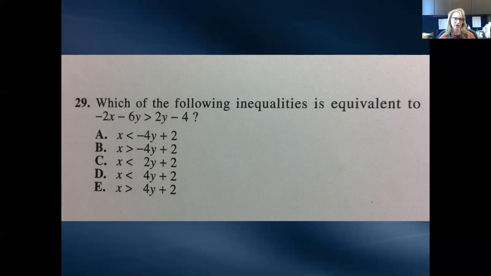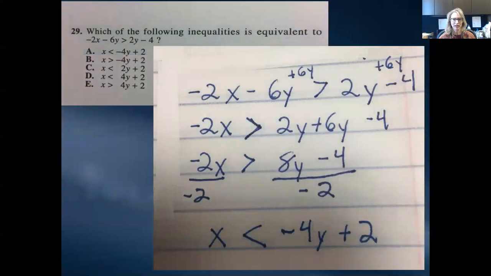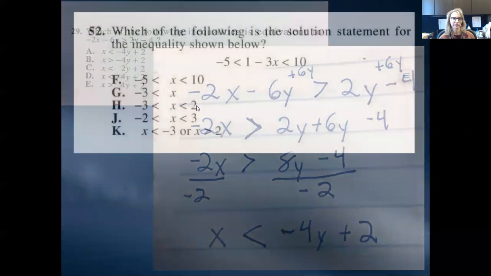So we already know that any of them that say greater than are eliminated, like B is eliminated and E is eliminated. And when we divide that 8 we had by the -2, we know that that will be a -4y. So even if you didn't go any farther, you know it's going to be x is less than -4y. There's only one answer that has that, and that's A. But if you did work it on out, -4 divided by -2 would be +2.